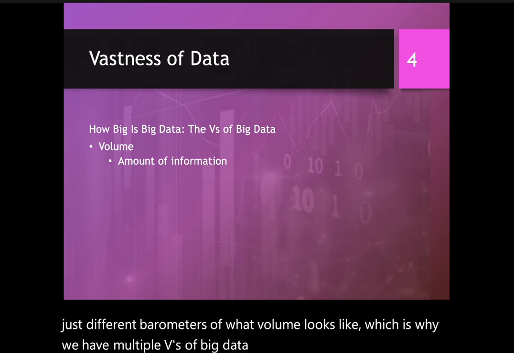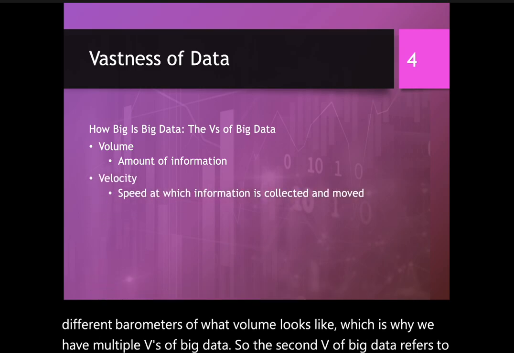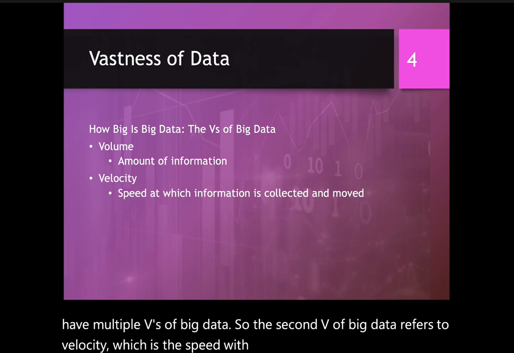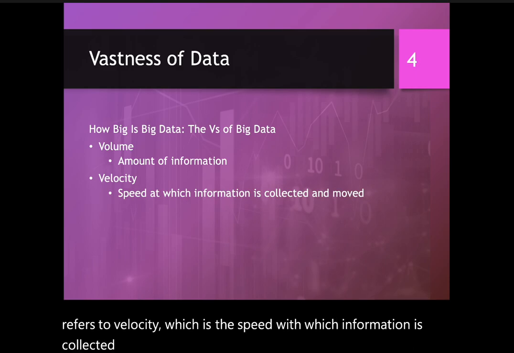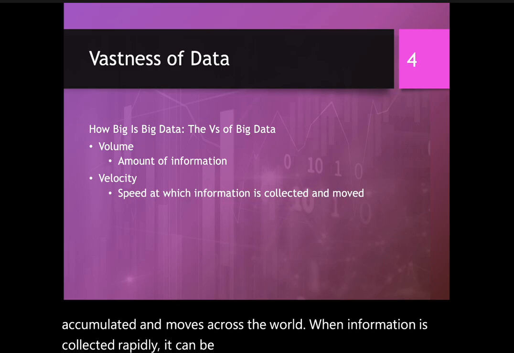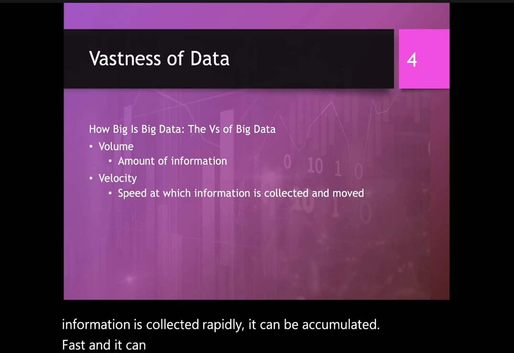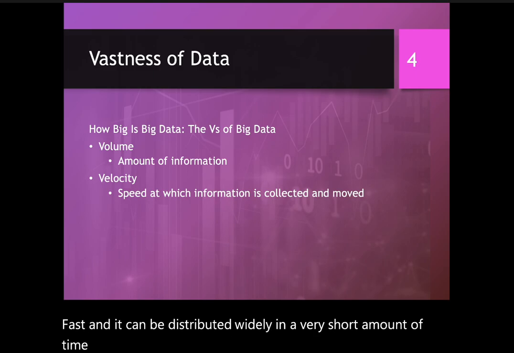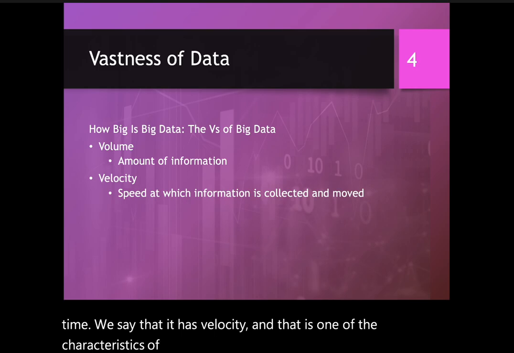So the second V of big data refers to velocity, which is the speed with which information is collected, accumulated, and moves across the world. When information is collected rapidly, it can be accumulated fast and it can be distributed widely in a very short amount of time. We say that it has velocity, and that is one of the characteristics of big data.